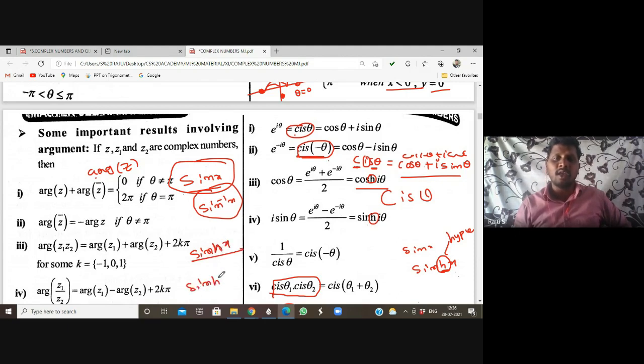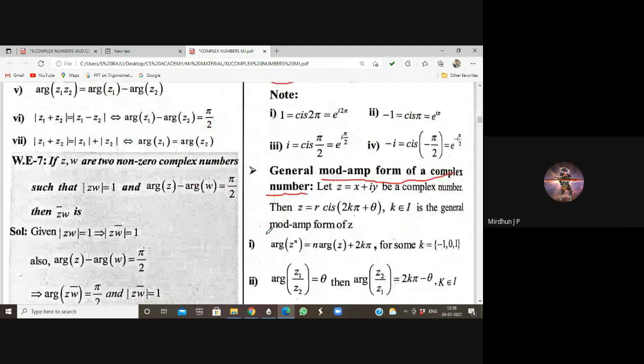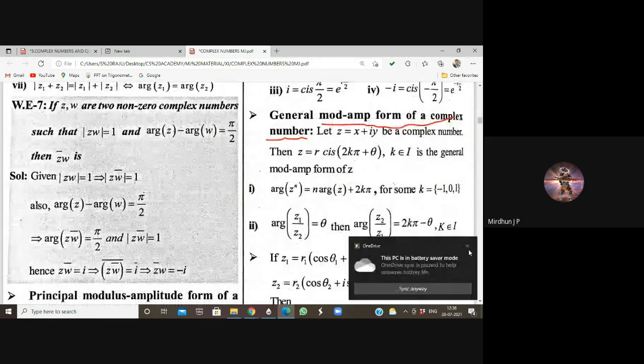Then sinh inverse of x. This is inverse hyperbolic functions. Everything we'll discuss in further classes. Sir, how can we represent hyperbolic functions in a graph?